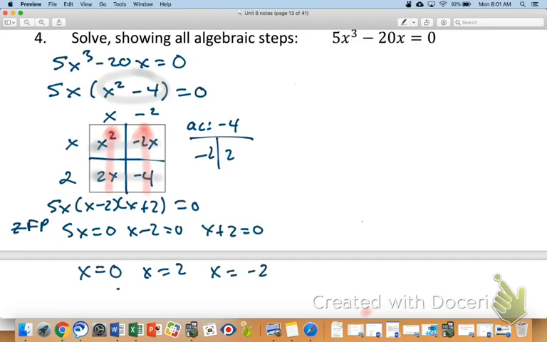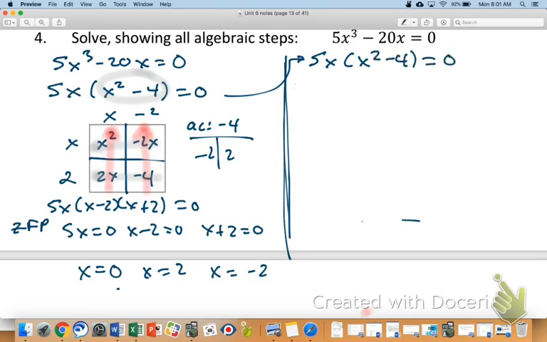There's another way. What if I started off factoring? Let's say that I got to this stage and I said 5x times x squared minus 4 equals 0. And I thought, why not try, maybe it'll work, maybe it won't. Why not try to set each factor equal to 0 now? Because I did just factor, didn't I? So how about this? 5x equals 0, x squared minus 4 equals 0.